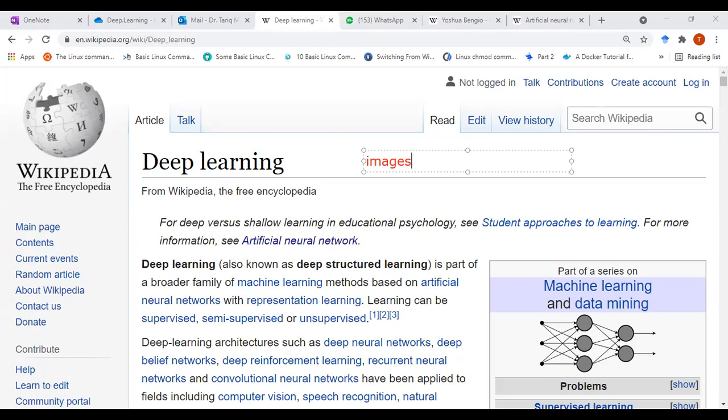Or it could also be that I have an image and I want the computer to generate a label for that image.